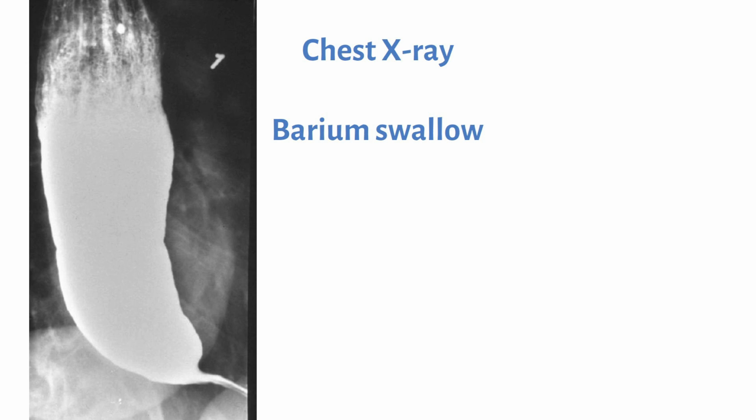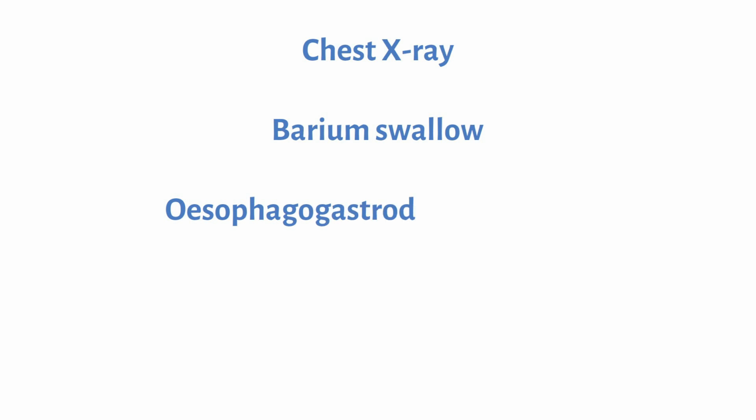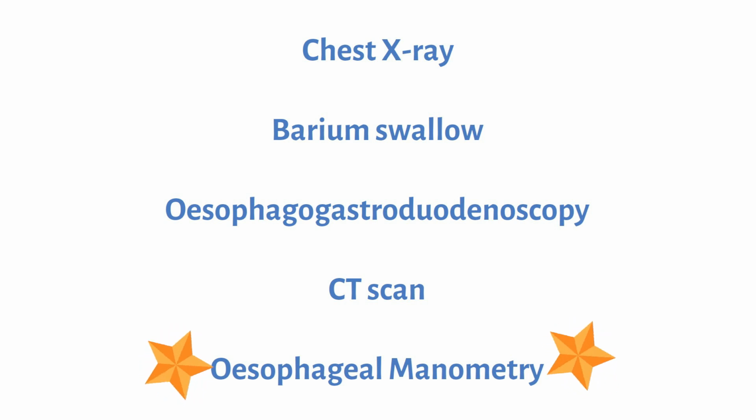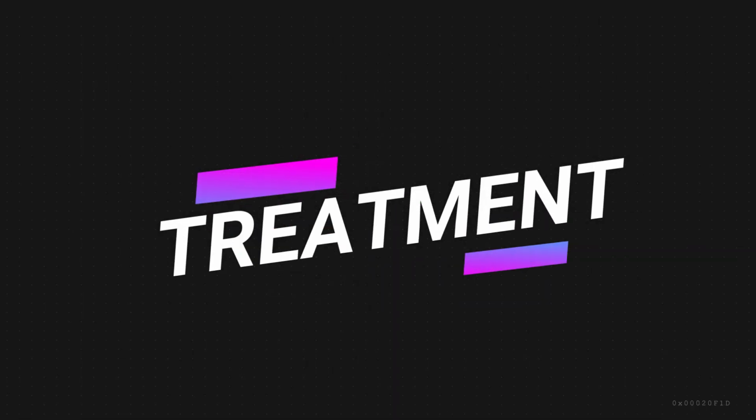We can perform an esophagogastroduodenoscopy and CT scan to exclude a carcinoma at the lower end of the esophagus, as this can produce a similar X-ray appearance. Esophageal manometry is the confirmatory investigation, and it shows aperistalsis of the esophagus and failure of relaxation of the lower esophageal sphincter. Treatment of achalasia is mostly palliative.